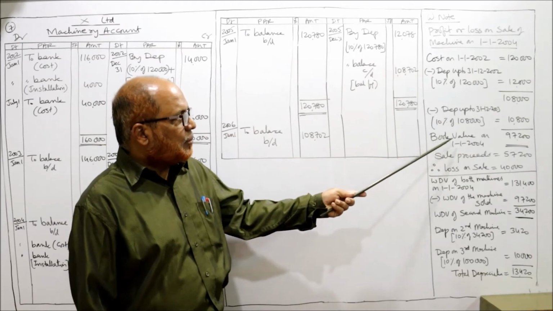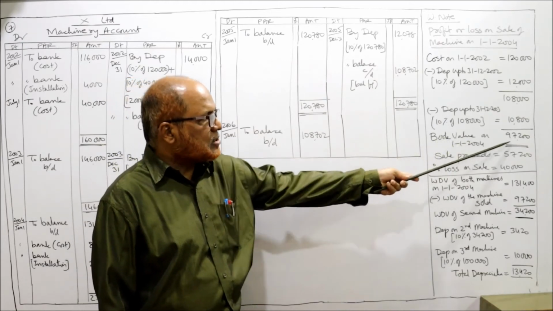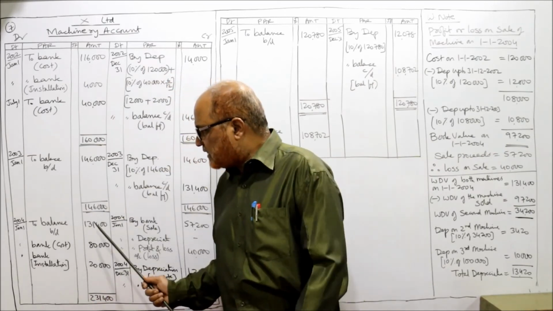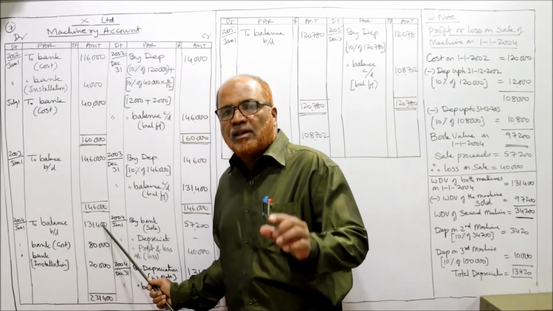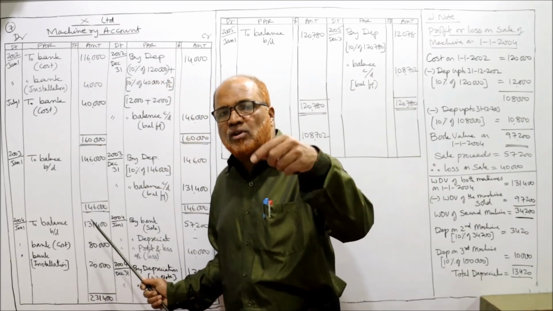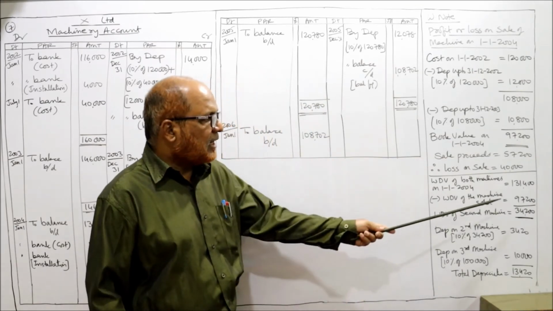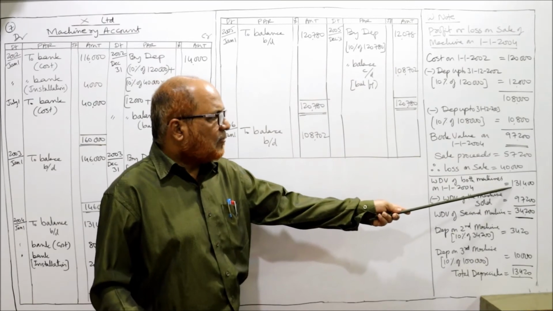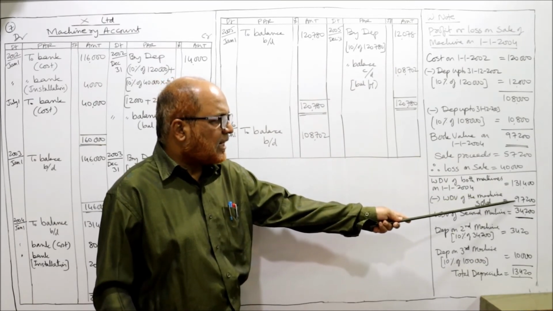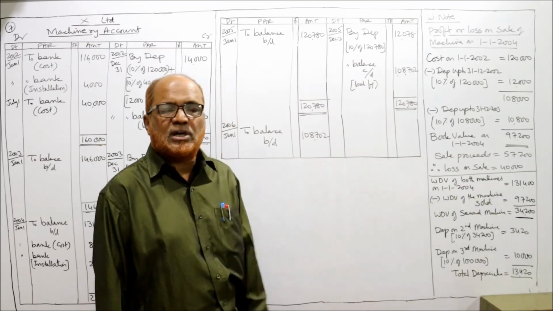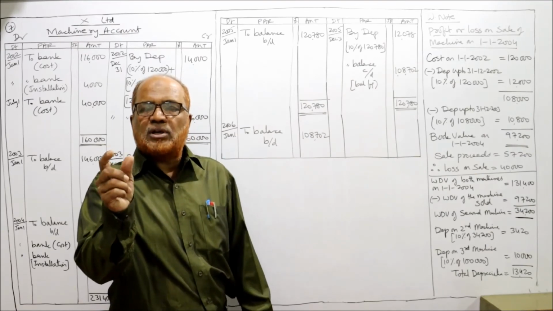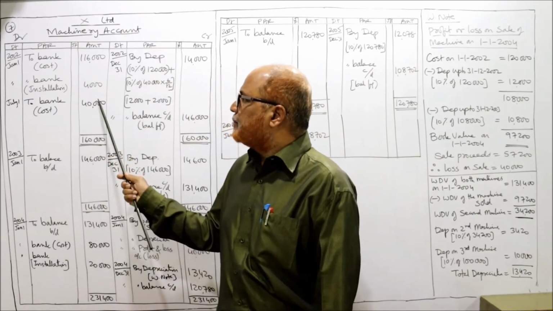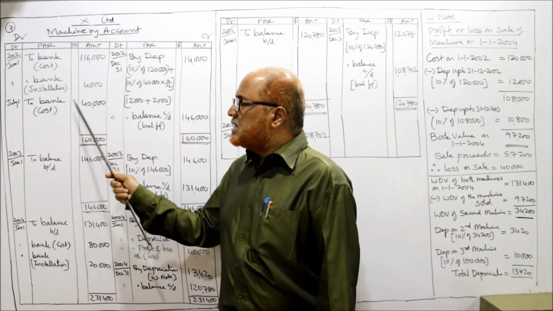What is the WDV of the first machine which is sold away? Here it is. Book value on 1/1/2004, 97,200. So in this 1,31,400, the WDV of that machine which was sold away was 97,200. Deduct that because we don't have it. So 1,31,400 minus 97,200 will get 34,200. This 34,200 is the WDV of the second machine.